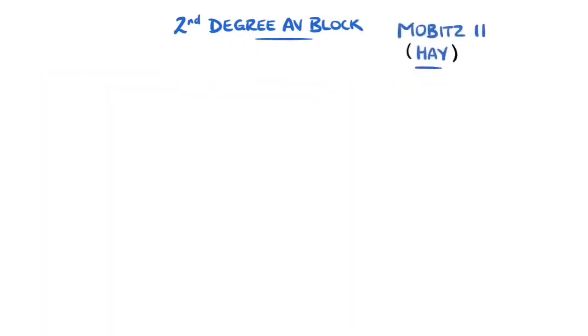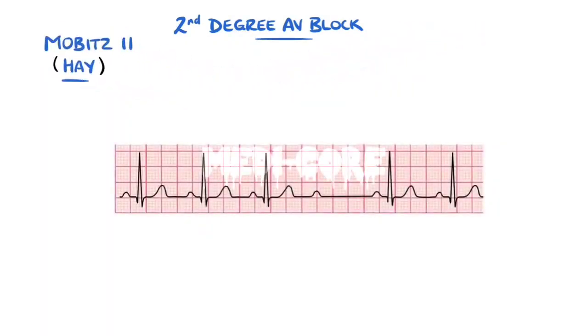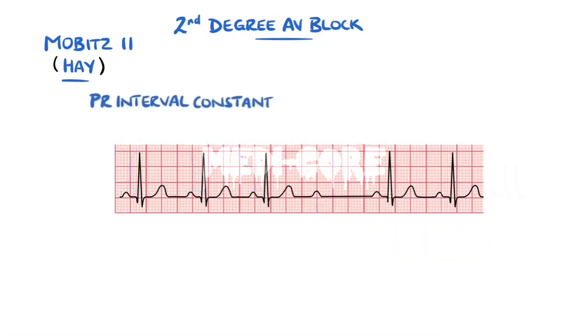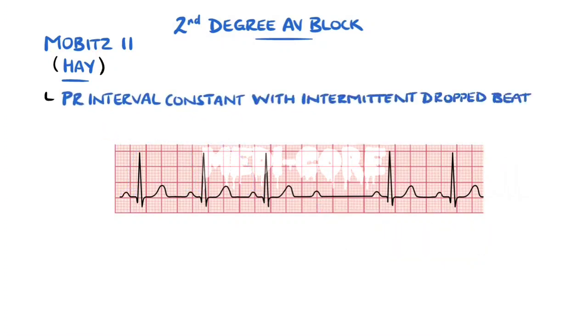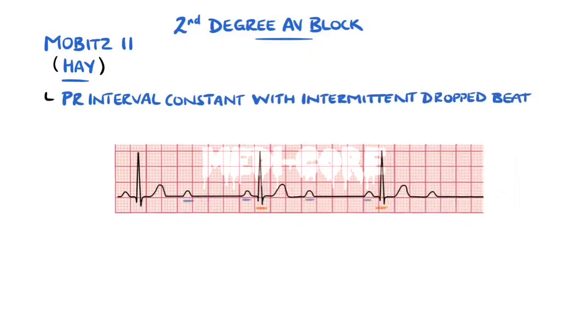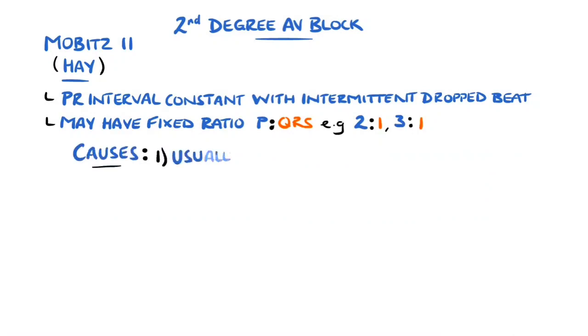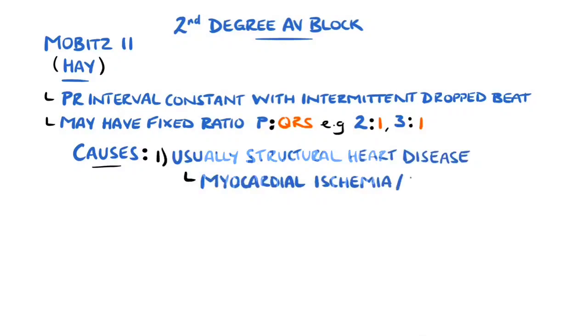On the other hand, in Mobitz 2 or Hay blocks, there is no progressively increasing PR interval, only an intermittent P wave that is not conducted. There is sometimes a fixed ratio between the number of P waves for every elicited QRS, such as 2:1 in this example, but they can be higher. Mobitz 2 will usually have structural heart disease, often myocardial ischemia or fibrosis.